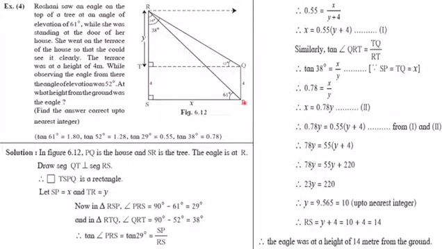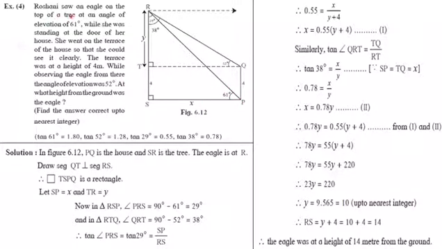So this is a rectangle. SP is X and therefore TQ is also X, opposite sides of a rectangle. RT is Y. Now consider triangle RSP. In this, angle R is given as 90 minus 61 degrees, because this angle is given as 61 degrees from where that eagle is observed, from point P.